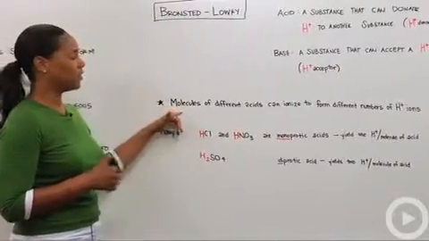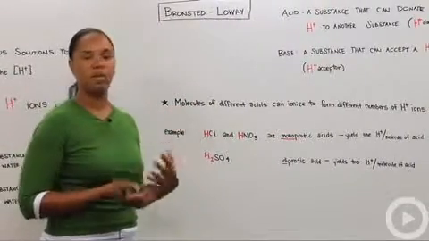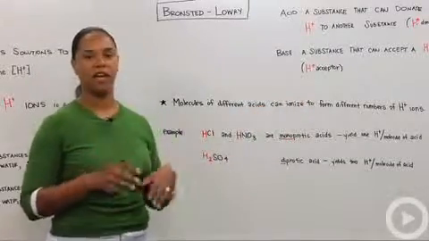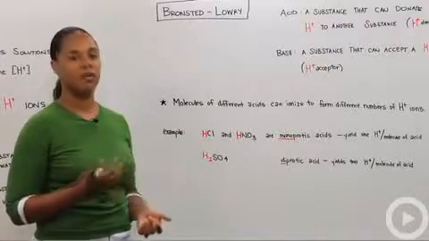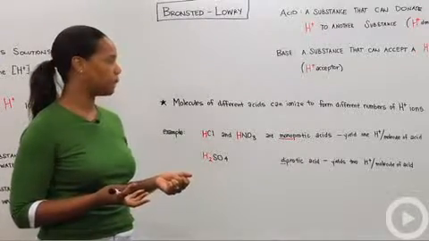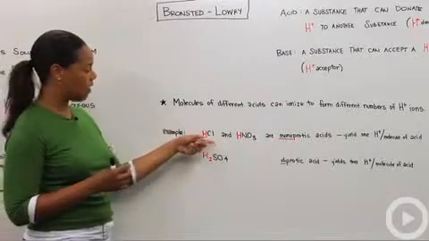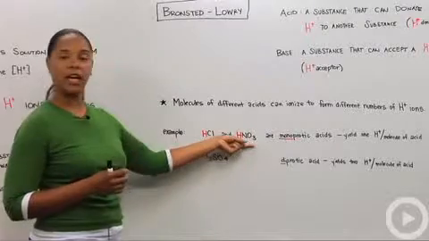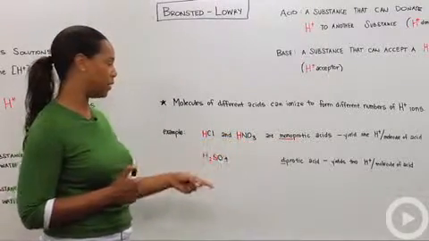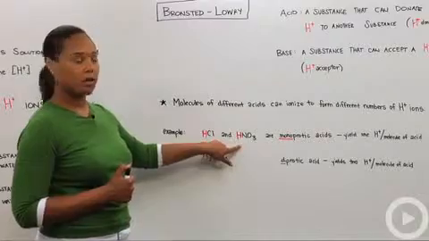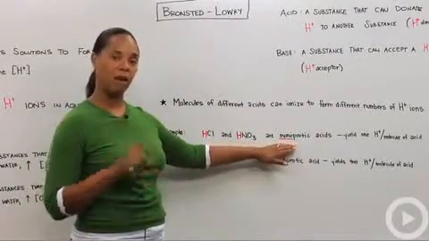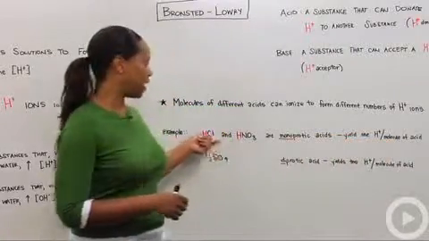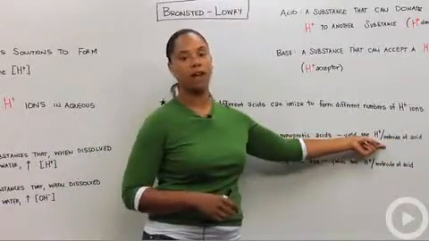So molecules of different acids can ionize to form different numbers of proton ions. Remember that when I say something ionizes, I'm saying that it breaks up into its respective plus and minus ionic species. So for example, we have here HCl and HNO3, so hydrochloric acid and nitric acid, two strong acids, very common. And you see they each have one proton. So we call those monoprotic acids, mono meaning one proton that can be donated to the solution. So these guys yield one proton per molecule of acid.